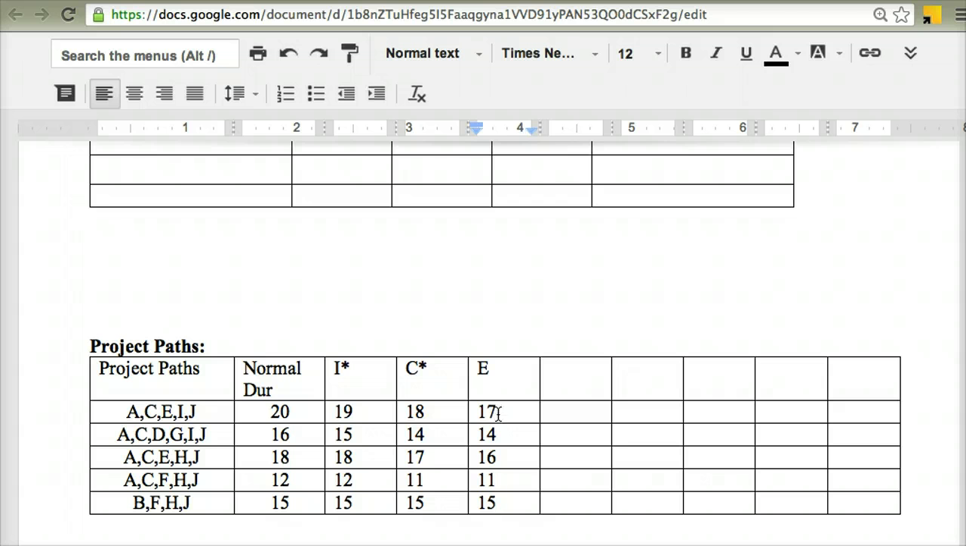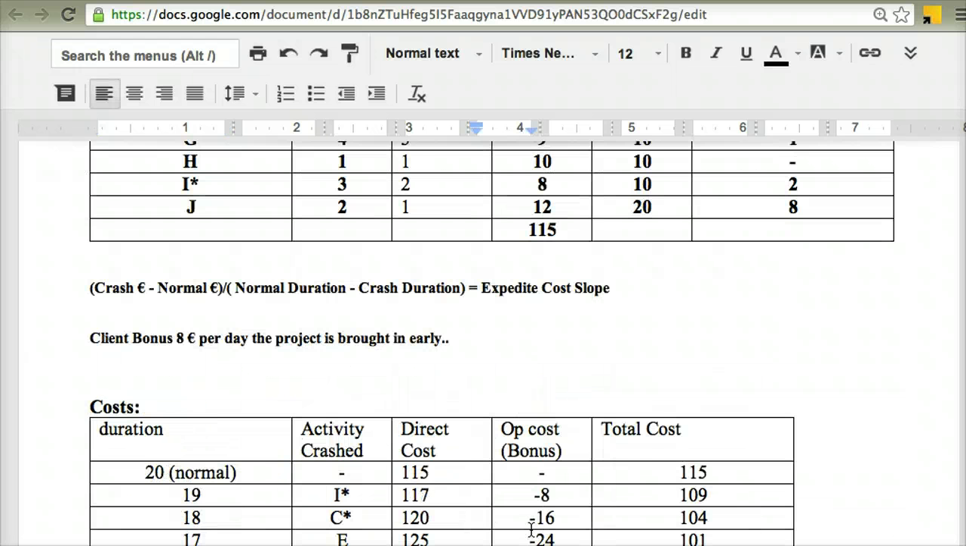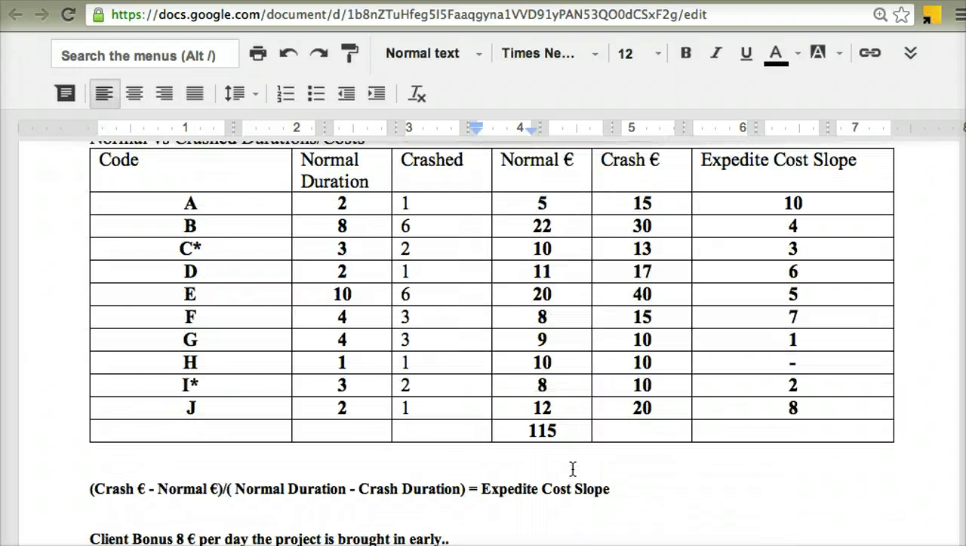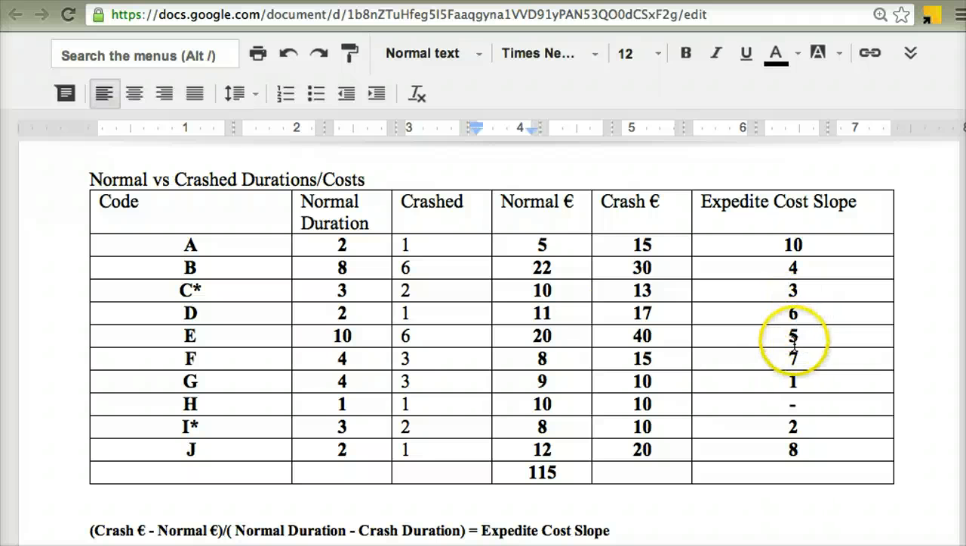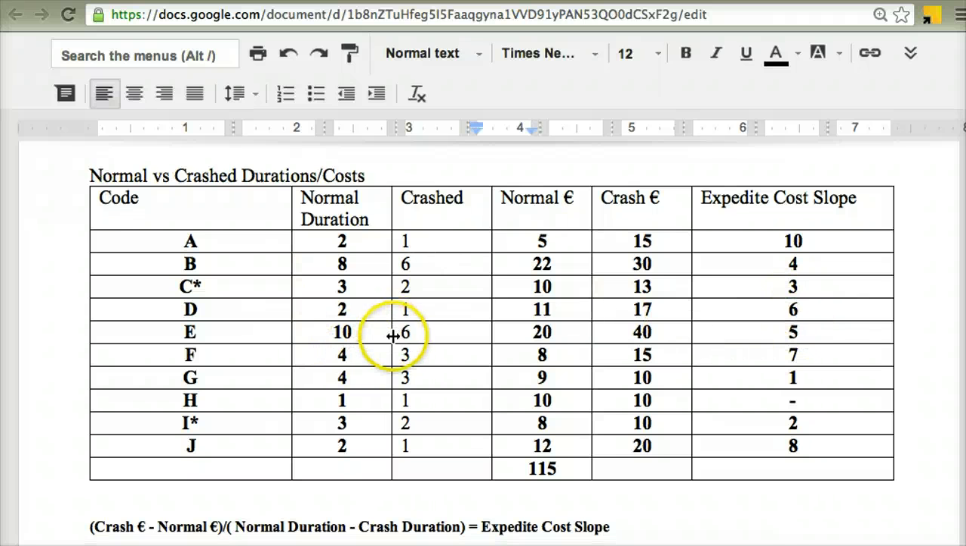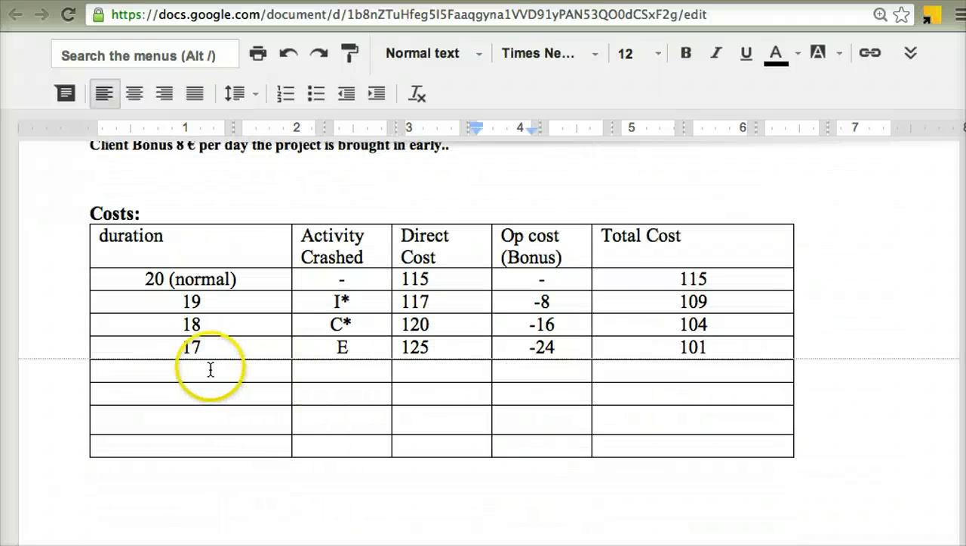So again, keeping track that yes, my critical path is still the same. Yes, it is. So I can keep going. And again, I don't need to go and pick another activity. I've still got more to play here with E, so I can crash E by another day. So straight away, I'm going to crash E by another day, bringing the whole overall project duration from 17 down to 16.